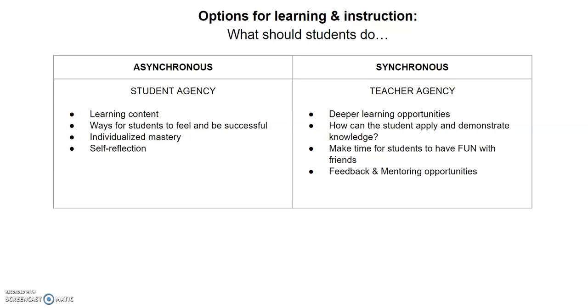Synchronous. So when the students are together, when will we be with the students? When will they be with each other? This is the teacher agency. The teacher has the control over when and how synchronous, deeper learning takes place. So mainly that information that they learned on their own, independently, this is when we apply and demonstrate that knowledge. So we're going to think about how can the student apply and demonstrate that knowledge with group discussions, class conversations, hands-on projects, project-based learning, performance aspects, etc.